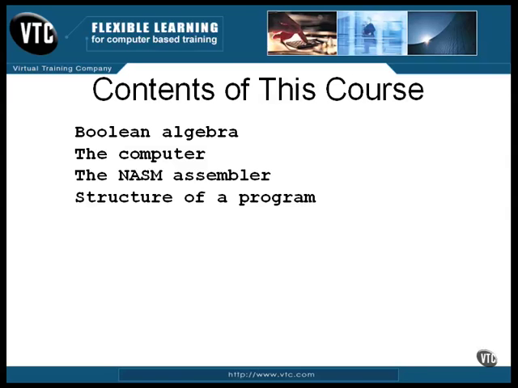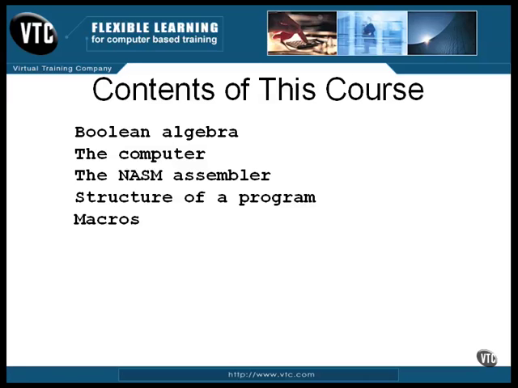Then the course takes a look at the construction of a program. This includes the details involved with a single instruction and the overall construction of a program. This is the largest section of the course and is filled with a number of examples.